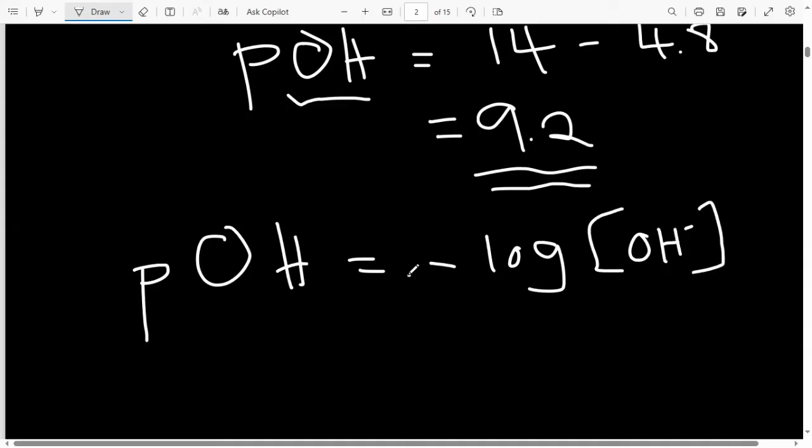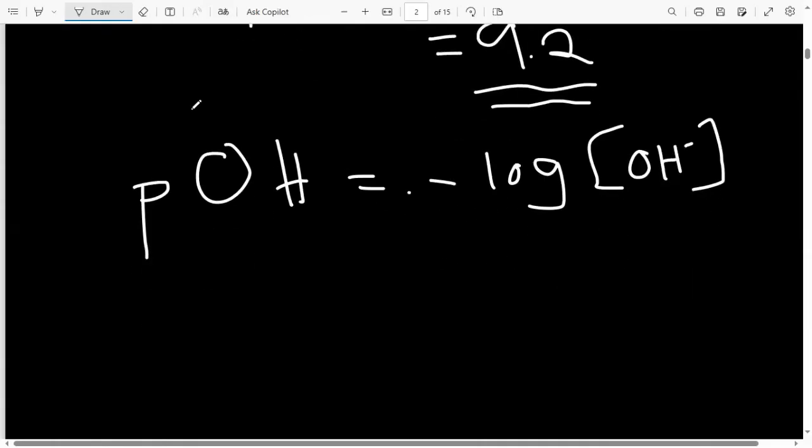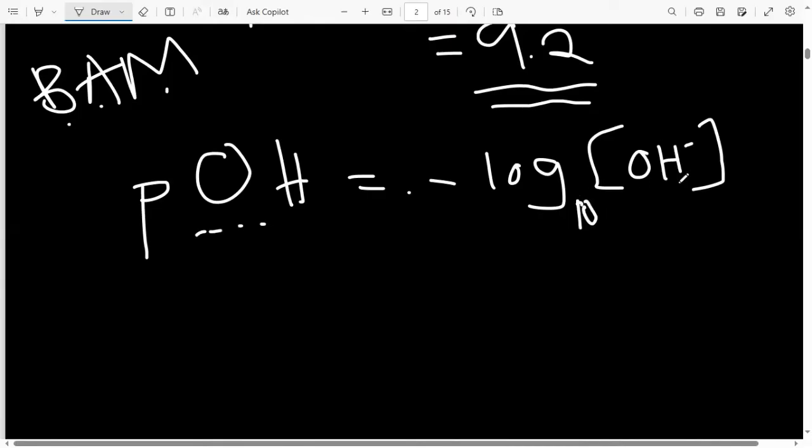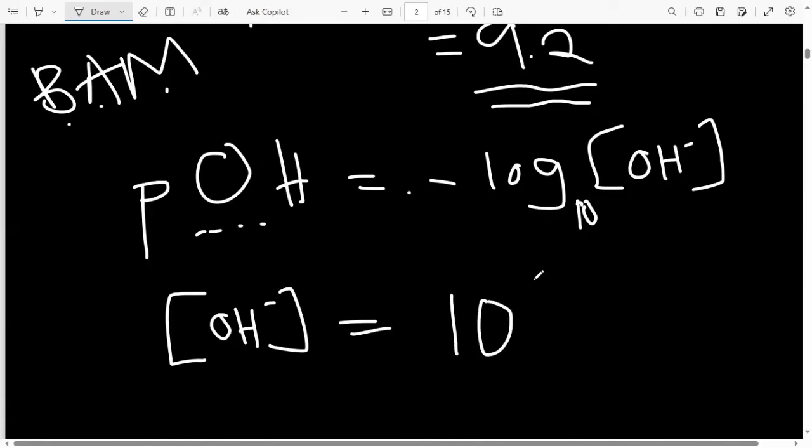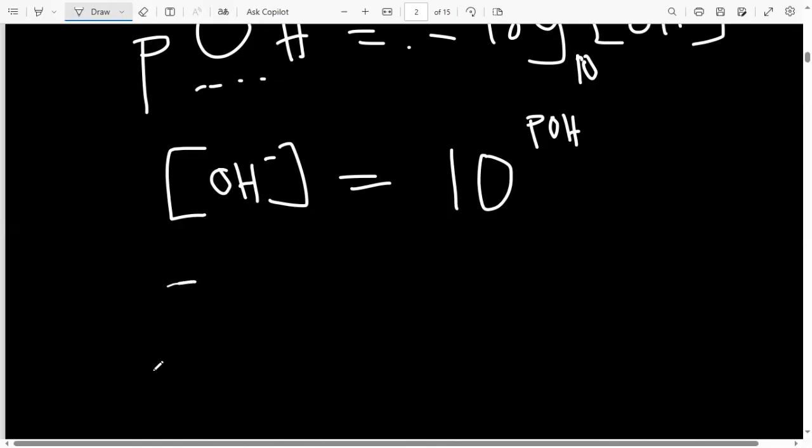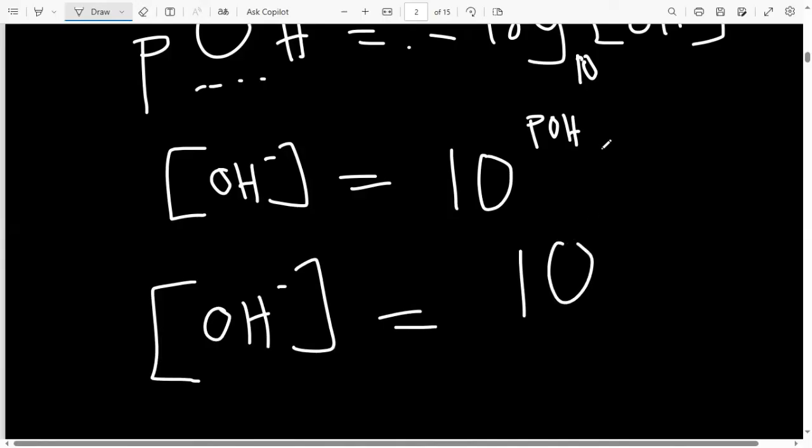So we can use the properties of logs that we learned in math to find this answer. Remember that mnemonic that I usually say, BAM: base to the power answer is equal to what is in the middle. The answer here is the pOH, the base is base 10, and what is in the middle is the OH. So the concentration of OH minus will be equal to 10 to the power minus pOH.